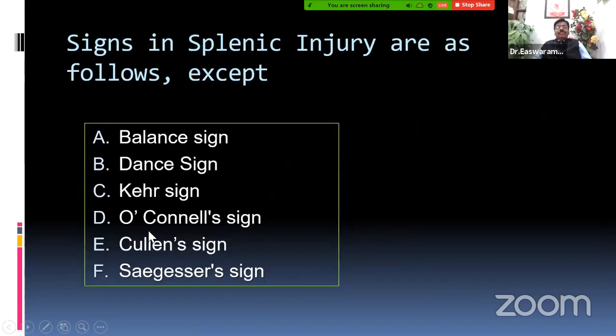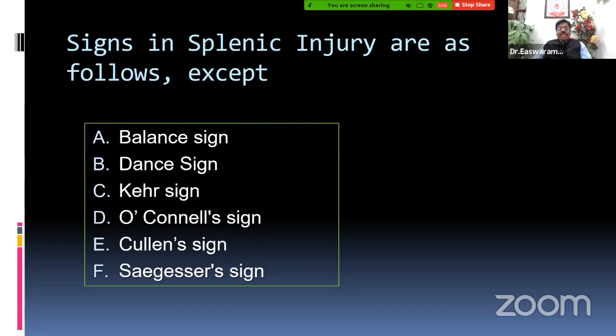But I just want to go back again. O'Connell sign is nothing but a Kehr sign in a Trendelenburg position. See, when your patient is in a Trendelenburg position with the head and leg up, what happens? The fluid easily goes and collects under the diaphragm. So the patient gets an early Kehr sign. Even if Kehr sign is absent, you put the patient in a Trendelenburg position, that time the patient will complain of pain over the left shoulder.